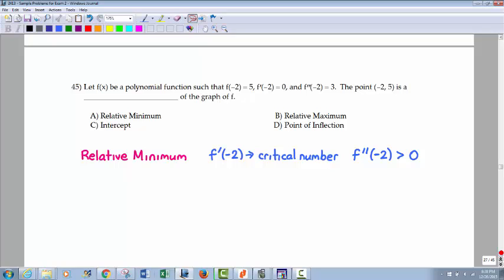Maybe you could figure out a way to sketch it out, but notice that it's telling you that f double prime, the second derivative at negative 2, is positive 3. So using that second derivative test again that we just did in the last problem, it's a critical number because the derivative equals 0, and plugging into the second derivative yields a positive value, that means relative minimum. Had it yielded a negative value, it would have been a relative max. So it is definitely a relative minimum.